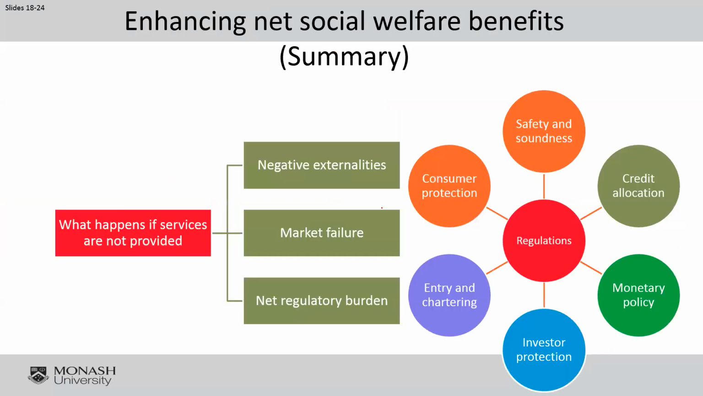Now, as you can see, why we do it: because of the services, and we are afraid of negative externalities and market failure, and that will involve an integrity burden. And these are the six categories of regulations. As I told you, the safety, the credit. This is just repeating what I said here.